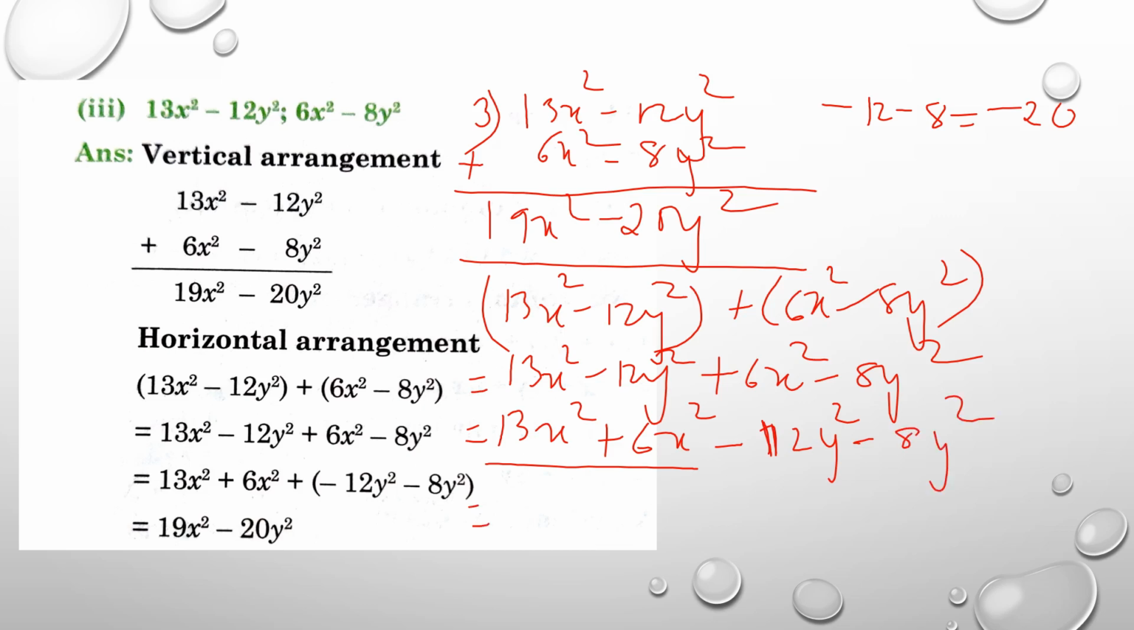Now 13 plus 6 coefficient you have to add. 13 plus 6 is what? 19x square. Now minus 12 minus 8 is what? Minus 20y square. This is your answer.